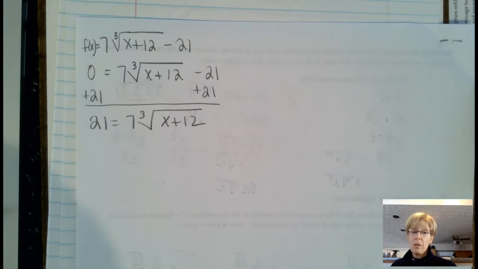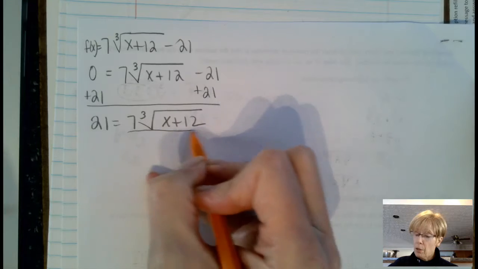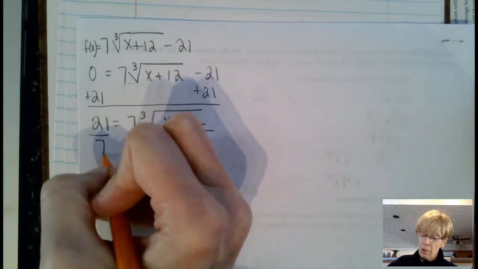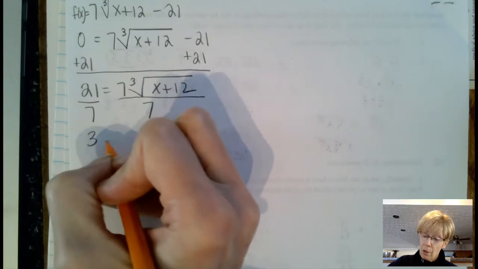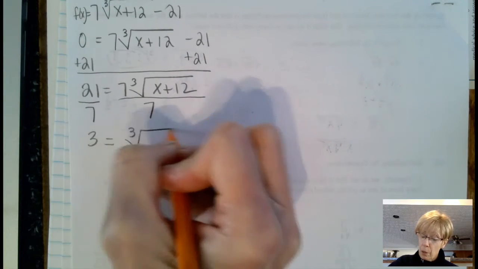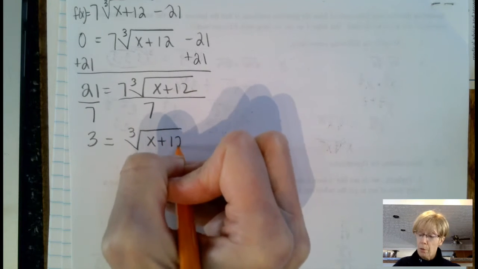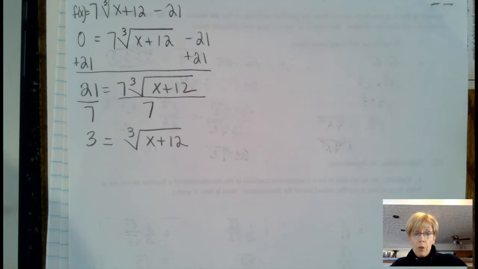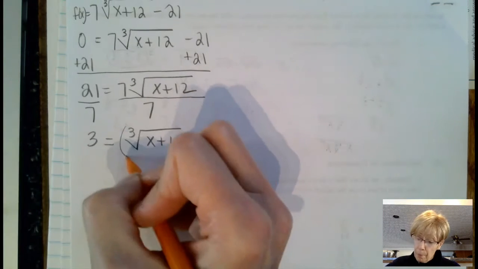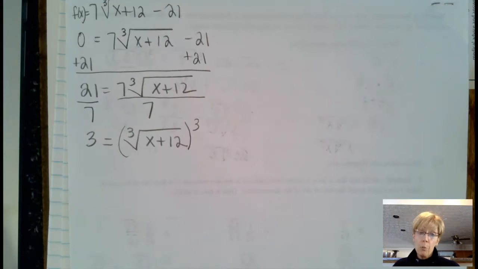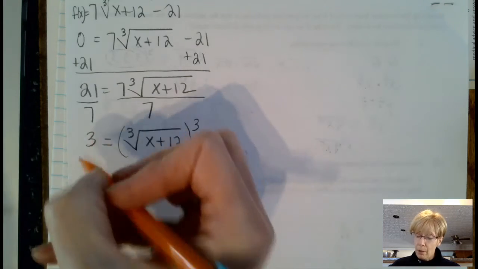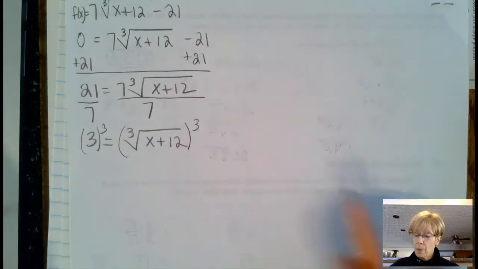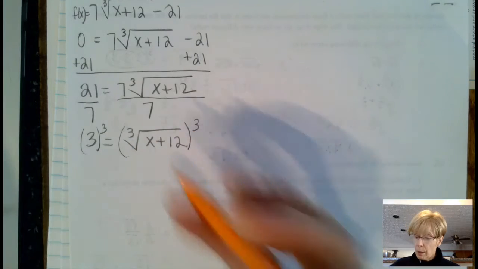Well, it's 7 times that value, so we need to undo, because we're, again, still going through the process of trying to isolate. And 21 divided by 7 is 3. And now it's 3 equals the cube root of x plus 12. Well, in order to undo that cube root, we need to use its inverse operation, which is cubing. And if we cube the right side, we also have to cube the left side. And cube rooting and cubing cancel each other out.